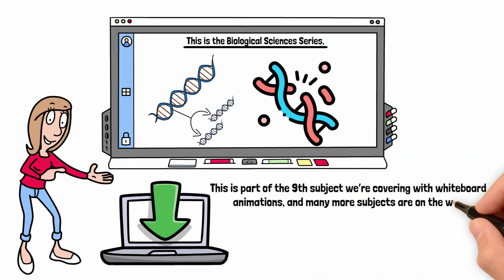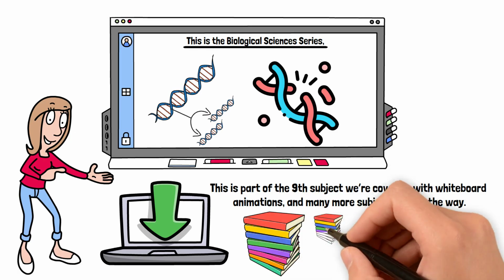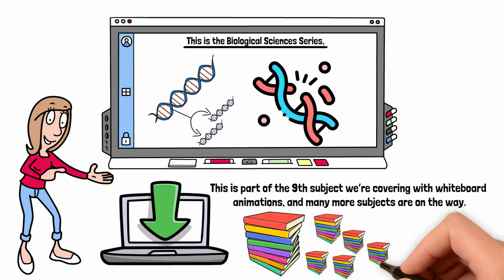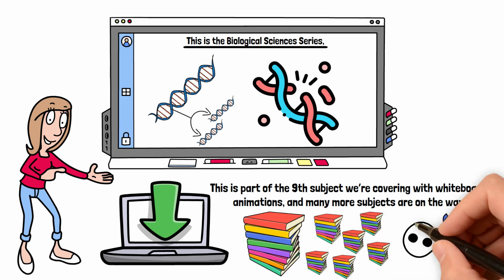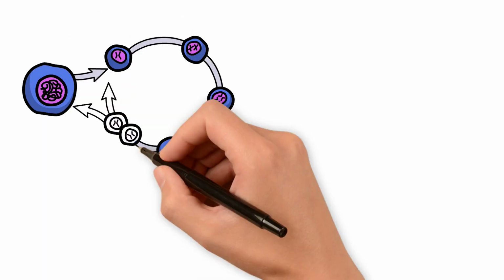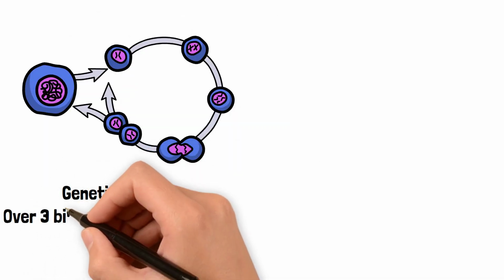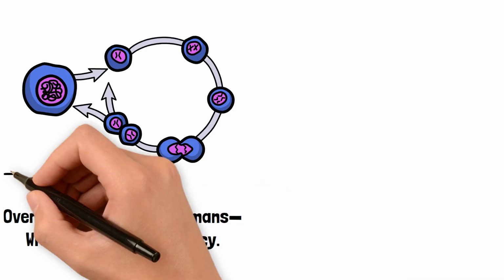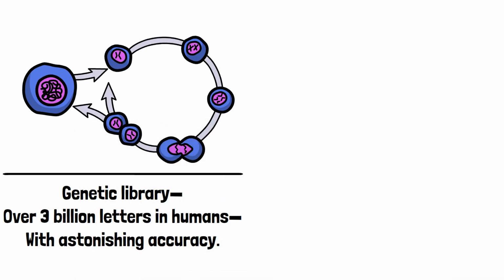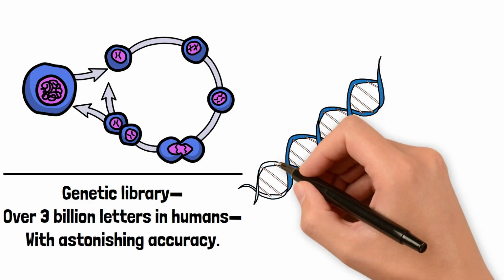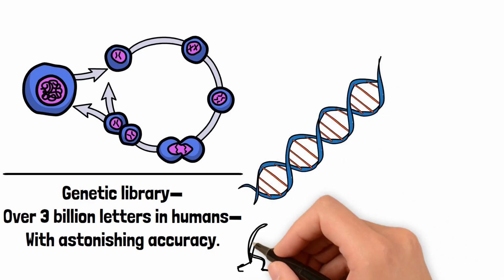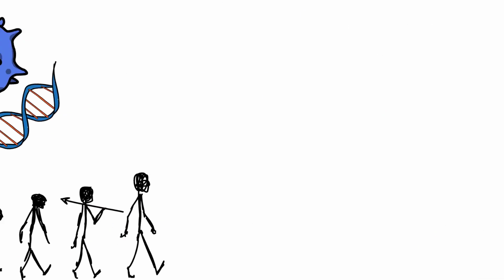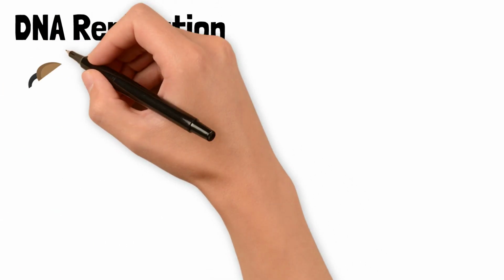Imagine a book that has to be copied billions of times, word for word, without mistakes. That's what your cells do with DNA. Every time a cell divides, it must duplicate its entire genetic library, over 3 billion letters in humans, with astonishing accuracy. But here's the twist. Mistakes do happen. Sometimes they're repaired, sometimes they're ignored, and sometimes they change the course of evolution or cause devastating diseases.